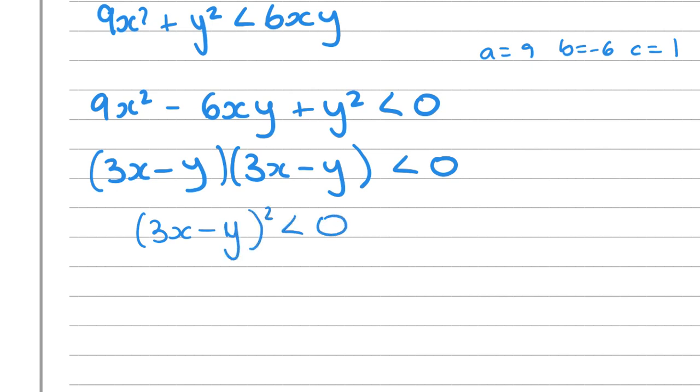Now, what do you know about square numbers? N squared is always greater than or equal to 0. With the sentence writing here, it's quite crucial that we get this last part correct.